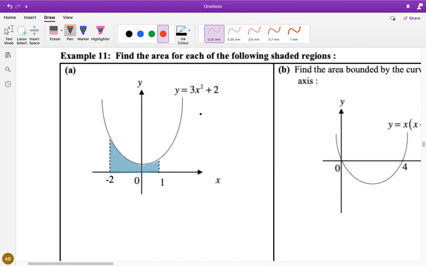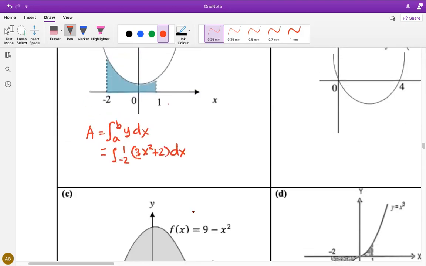Okay, let's find how to find the area of the shaded region. Example given: this is the area bounded by the curve and also the x-axis from -2 to 1. So it's actually this part, the area of the shaded region. We use the formula A equals the integral from a to b of y dx. So this is y, and we substitute in. From -2 to 1, 3x squared plus 2 dx.